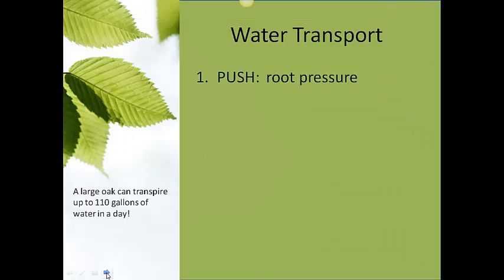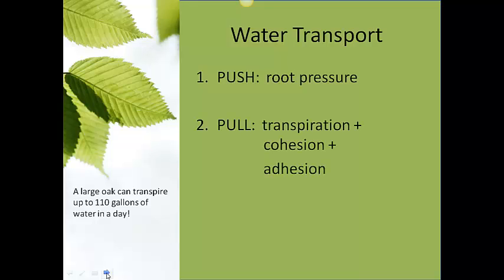Now, how does it do that? Well, there are two factors that kind of work together to make this happen. First of all, there's what we call a push from the roots. If the roots have a lot of water in them, then they are under a lot of pressure, kind of like a water balloon filling up, and so there's a push to move that water up against gravity. But we also have a pull. The pull is transpiration plus cohesion plus adhesion. I need to talk about what those three things are real quick.